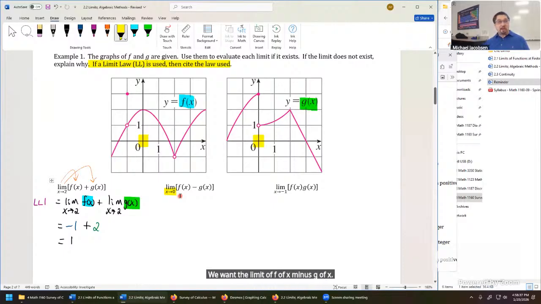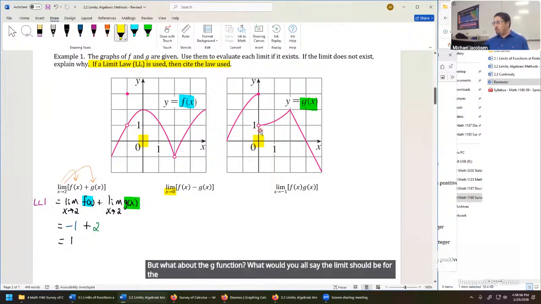You know, sometimes on these problems, it's a good idea to look before you leap. We can take the limit of the f function. It gets closer and closer to 2 as we get closer and closer to 0. But what about the g of x function? What would you all say the limit should be for the limit as x tends to 0 for g of x?